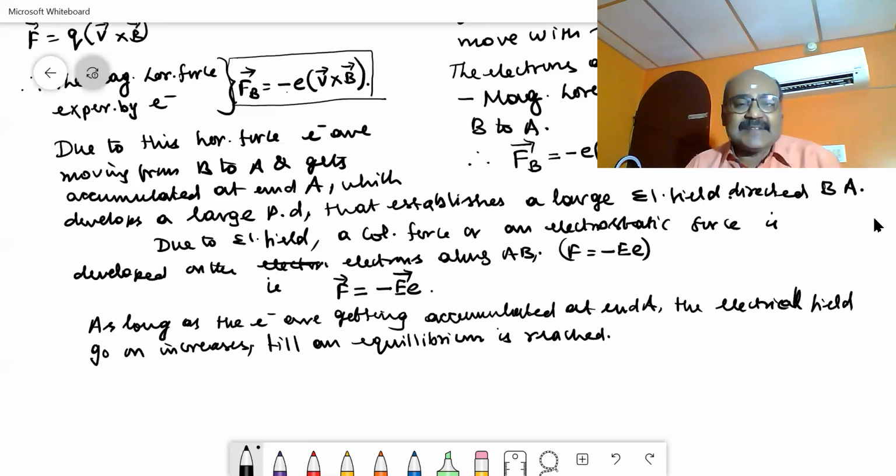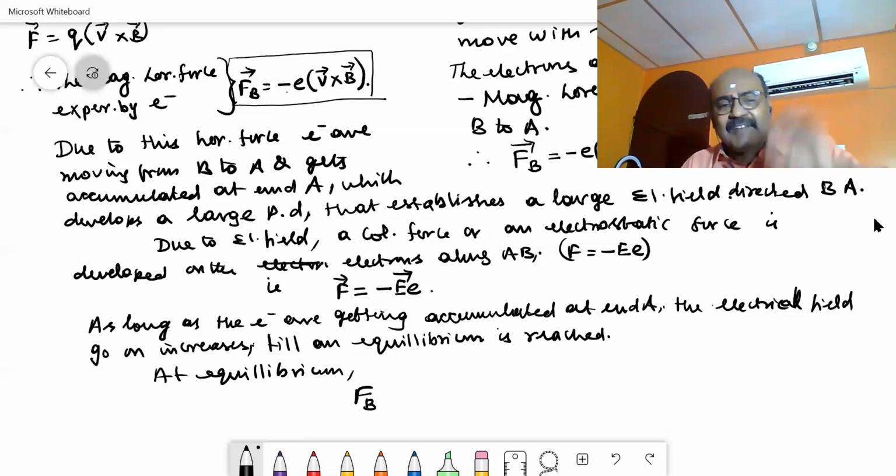So we can say, as long as the electrons are getting accumulated at end A, the electrical field goes on increasing till an equilibrium is reached. At equilibrium, the force developed due to the magnetic Lorentz force should be equal to the Coulomb force, or the force developed due to the electrical field. Clear? So due to the electrical field, the Coulomb force is developed. That Coulomb force is e into E.